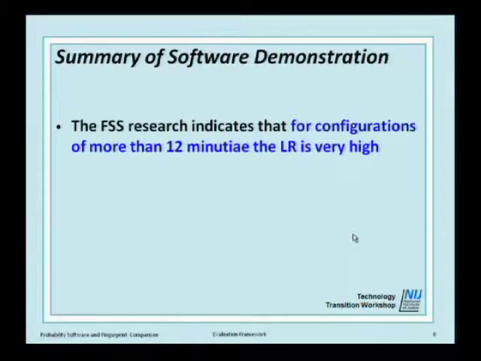And that's what we say. As I mentioned before in one of the practical sessions, FSS research indicates that for configurations of more than 12 minutiae, the likelihood ratio is very high. So we're never going to use probability software. We don't see any need for probability software for configurations which have more than 12 minutiae. But FSS research has shown that the likelihood ratio for a specific configuration of minutiae can vary. So although it's always very high above 12, there is some variation above 12.